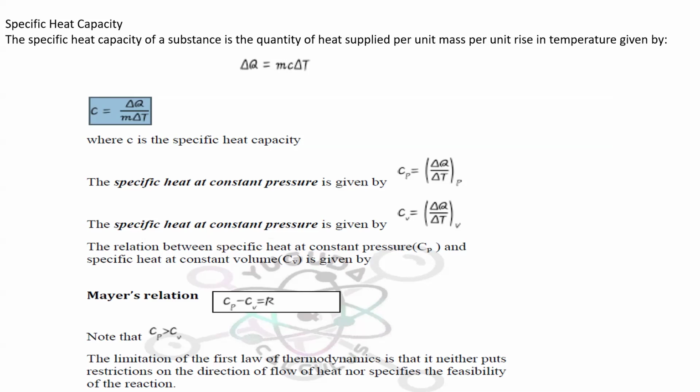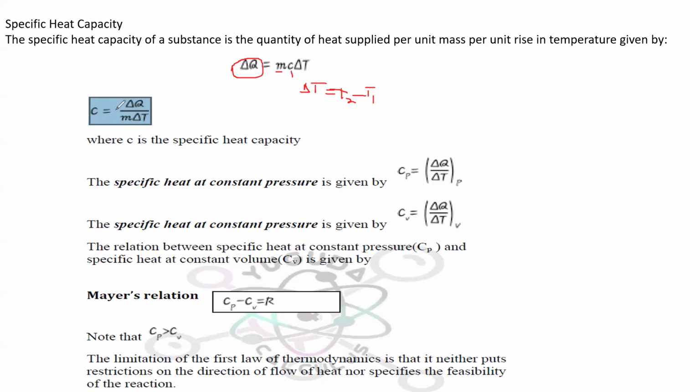And this is denoted by delta Q equals m c delta T. Delta Q here stands for change of quantity of heat. M stands for mass of the substance. C stands for specific heat capacity of the substance, and delta T here means change in temperature, which can be theta 2 minus theta 1, or T2 minus T1.